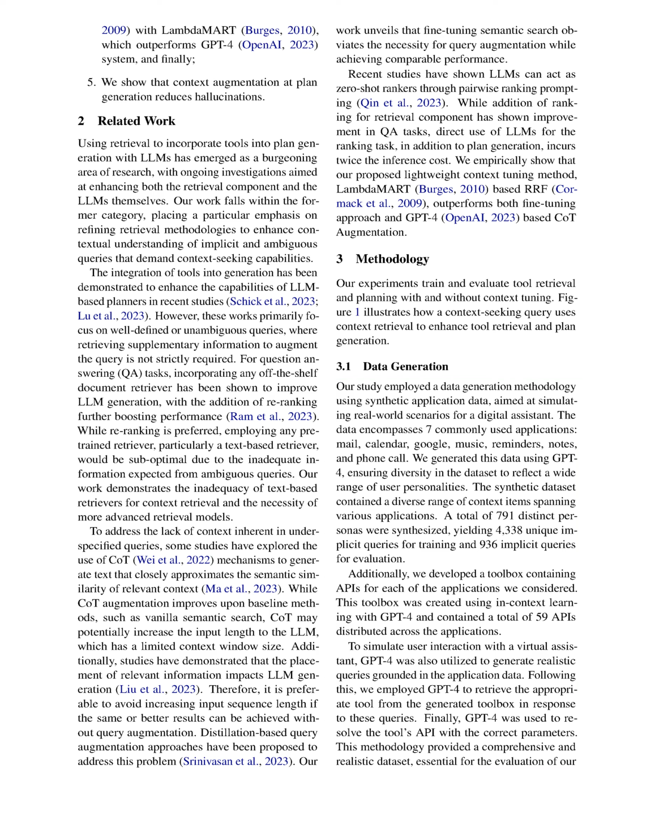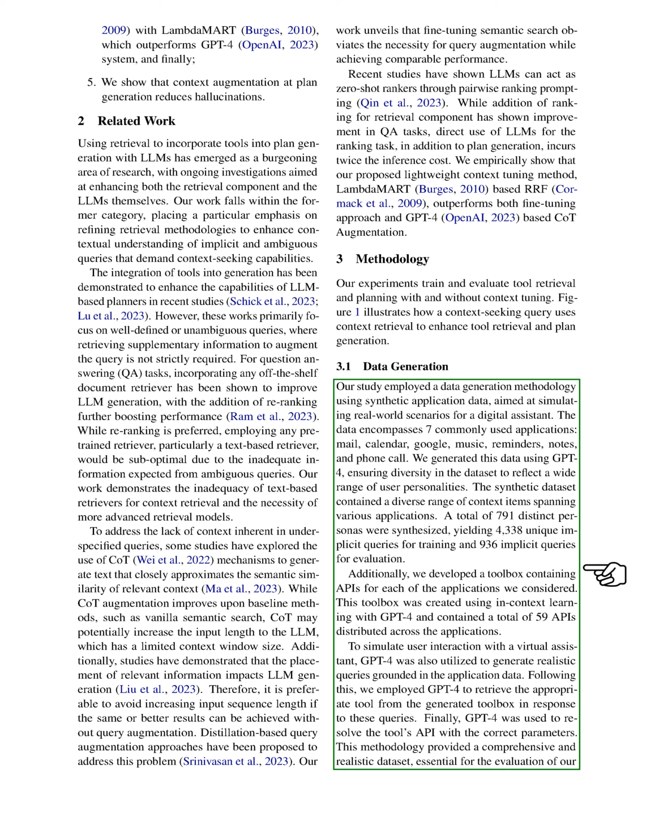Section Summary. Large language models, LLMs, are powerful but have limitations such as outdated information and hallucinating tools. Retrieval Augmented Generation, RAG, aims to address these limitations by providing LLMs with relevant tools. In this study, we propose context tuning as a component of RAG to improve tool retrieval and plan generation by enhancing contextual understanding and context-seeking abilities. Our experiments show that our proposed lightweight context tuning method outperforms fine-tuning approaches and GPT-4-based COT augmentation.